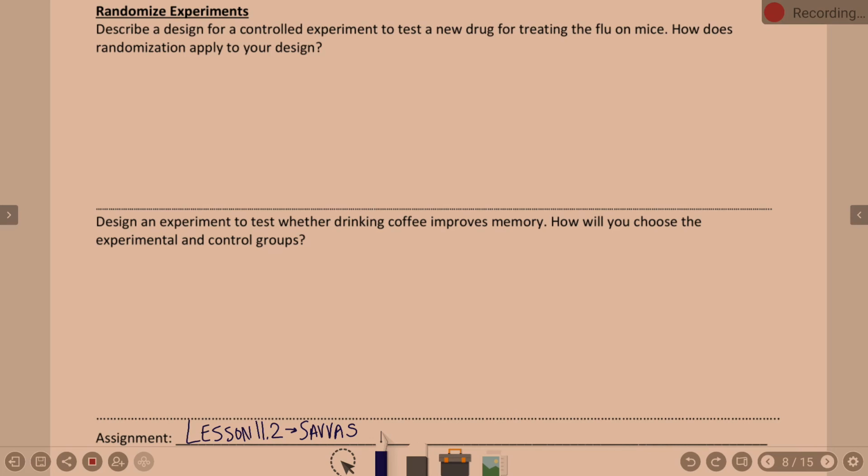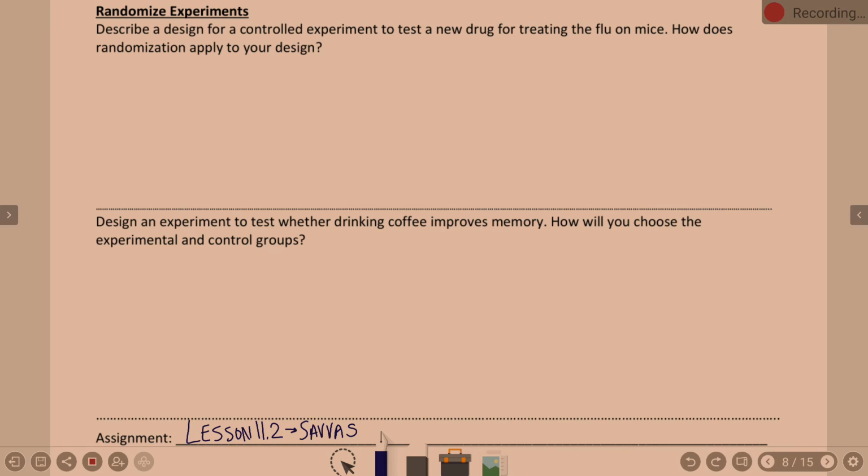And then, what has to be true of all the mice, though? They all have to have the flu, yes? If this experiment's going to work, they all have to have the flu. So, at some point, they're all going to have to be infected with the flu. Okay. So, how does randomization apply to your design? I think that would just be, when you pick your two groups, how do you need to pick them? Randomly, right? One mouse here, one mouse here, one mouse here, randomly assigning them.